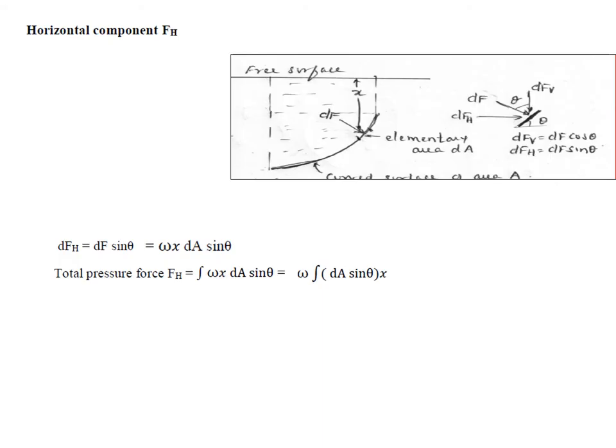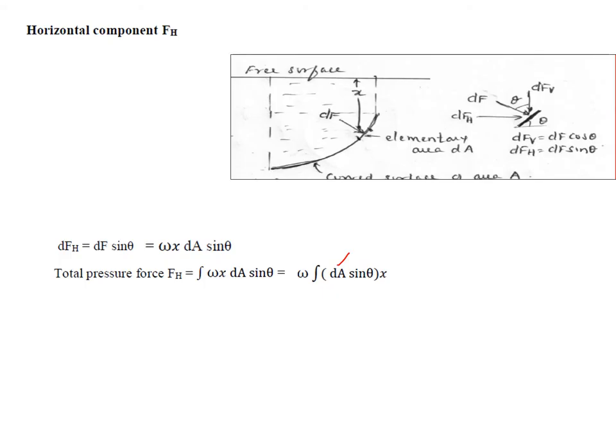dA sin theta is nothing but the projection of dA onto a vertical plane. So dA sin theta is the projection of the elementary area on a vertical plane. So what is dA sin theta into x? It is the moment of the vertically projected area about the free surface. The distance is taken about the free surface, so it becomes the moment of the area. The integral of this is nothing but the first moment of area.